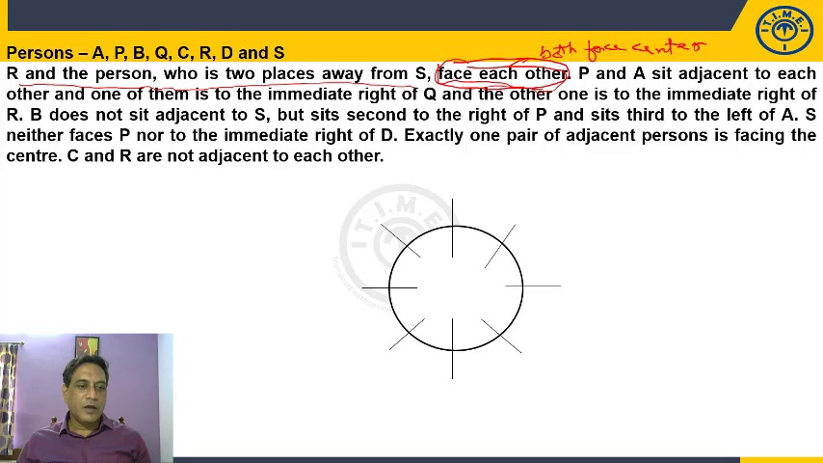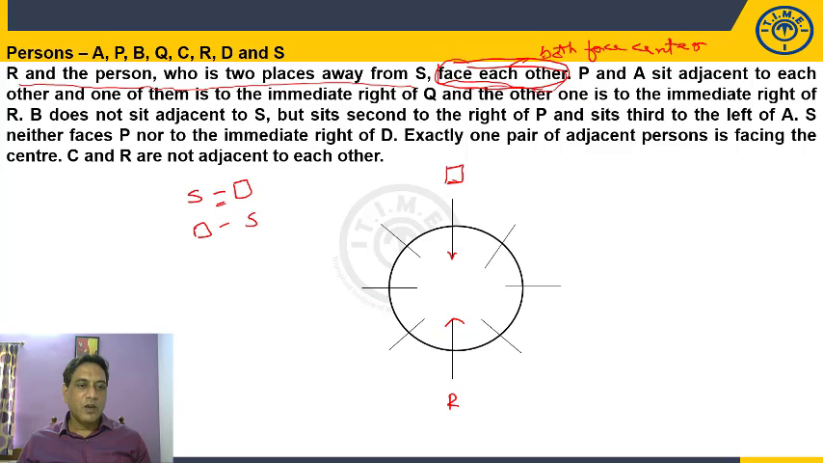We will take the first statement. R and the person who is 2 places away from S face each other. So R and the person here face each other. But who is this person here? He is the one who is 2 places away from S, so there is one more between this person and S. But it is not given whether it is one place away towards the left side or right side. So there are 2 possible cases that we need to consider.